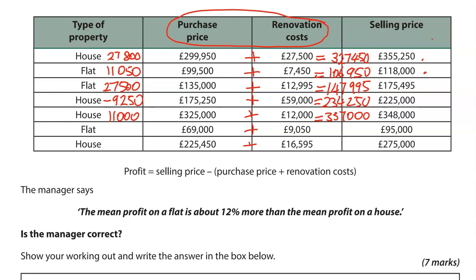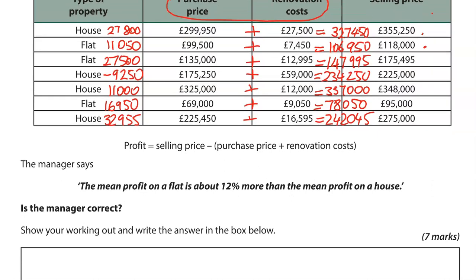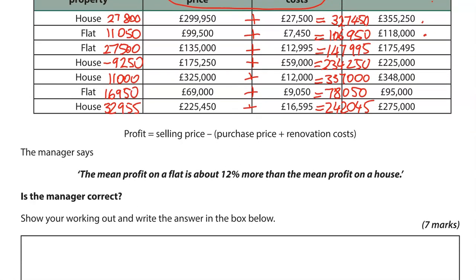69,000 add 9,050 gives us 78,050. Taking that away from 95,000 gives us £16,950 profit. Adding 225,450 and 16,595 gives us 242,045. Taking that away from 275,000 gives us £32,955 profit. Let's work out the mean profit on the houses first.